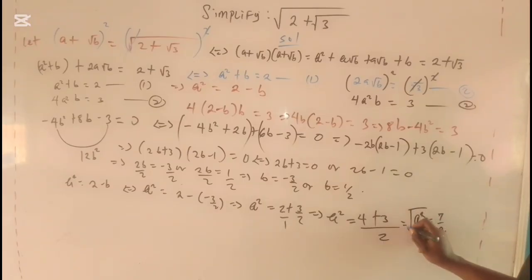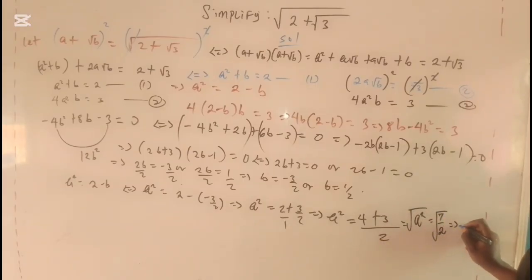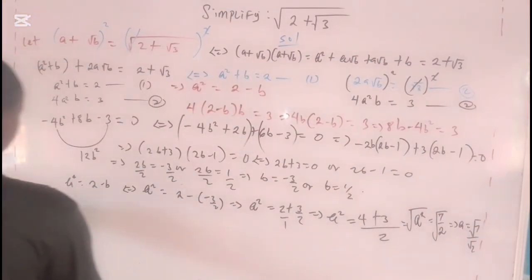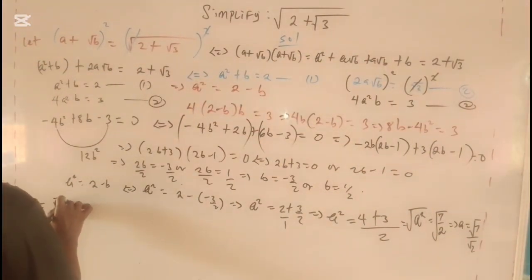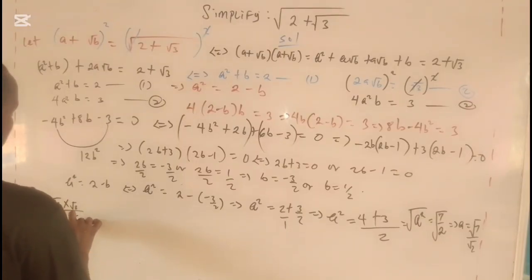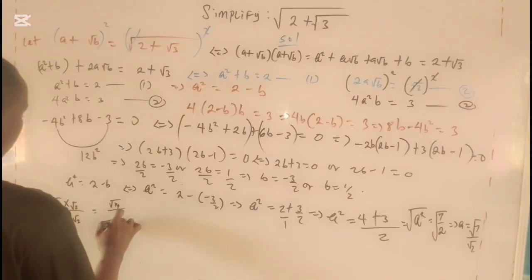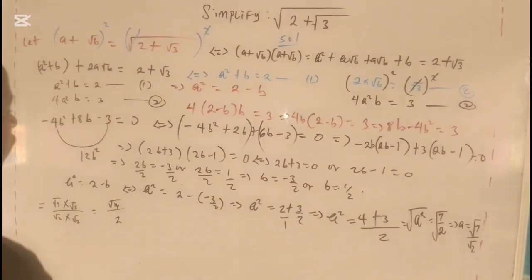So we can take the square root of both sides. So we have a is equal to root 7 over root 2. So then if you rationalize, we're going to have root 7 times root 2 over root 2 multiplied by root 2. So this will give us root 14 over 2. Okay, so that's the first value of a.